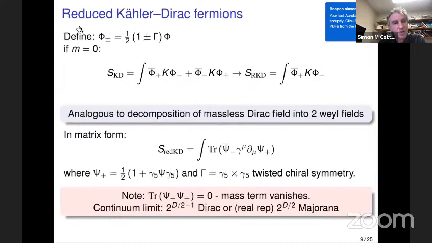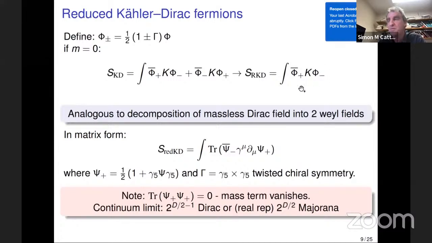All right, I'll also be talking specifically about what are called reduced Kaehler-Dirac fermions. So let me just give you a definition of that. Using this gamma operator, I can construct projectors, which are again analogous to chiral projectors, but they aren't chiral projectors. And if the mass is zero, I can easily show that this Kaehler-Dirac action splits into two independent components. Basically, the phi minuses couple to phi bar pluses, and the phi pluses couple to phi bar minuses. All right, which allows me to throw one of them away and talk about a reduced Kaehler-Dirac theory, in which I keep only, say, phi minus and therefore phi bar plus, all right?